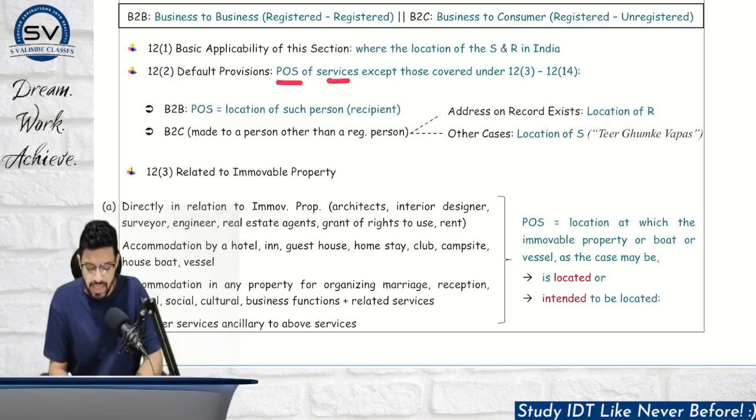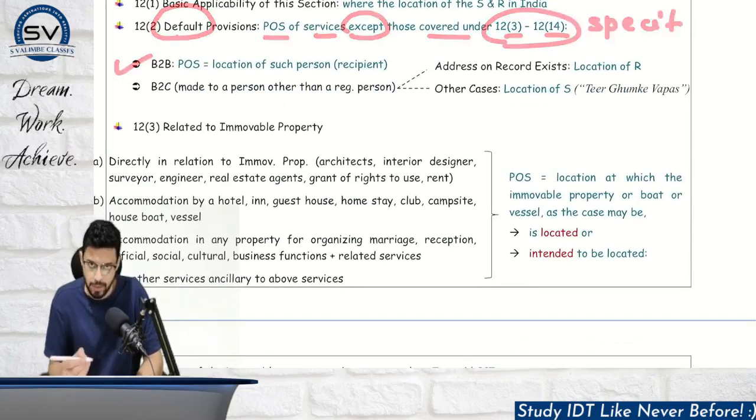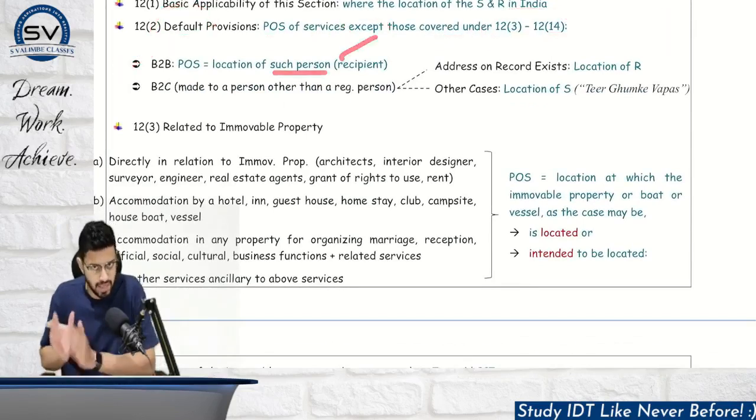Place of supply of services except those covered under subsections 3 to 14. These are our specific cases. Hence, this is our default. Okay. So if the transaction is a B2B transaction, then the place of supply shall be the location of the recipient, which is a registered business.